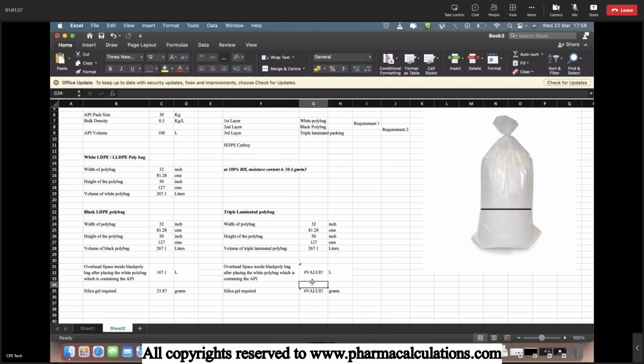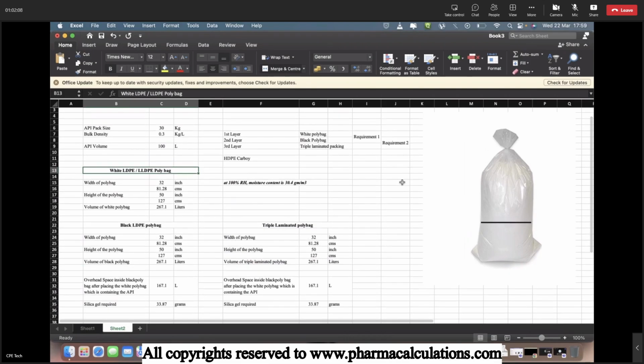And now again the overhead space is nothing but the volume occupied by this minus this API volume. And now if you are able to see, this is going to be the same quantity that is requirement. So these quantities are going to be same until or unless you are going to vary the polybag dimensions. If you are going to vary the polybag dimensions, automatically the requirement is going to vary, else the requirement is going to be the same. So this is how we need to estimate the silica gel requirement while packing a pharmaceutical product.